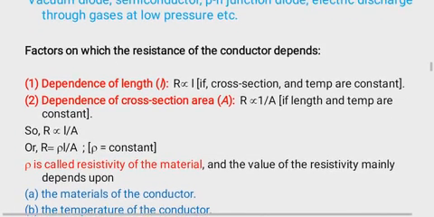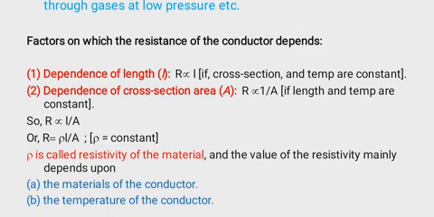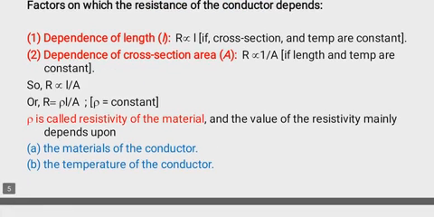Now the factors on which the resistance of a conductor depends. First, length: resistance is proportional to length if the cross section and temperature of the wire are constant. Resistance is proportional to 1 by A, the cross section area, if length and temperature are constant. From both, R proportional to L and R proportional to 1 by A, we can write R proportional to L by A. Substituting the proportionality constant, R equal to rho L by A.